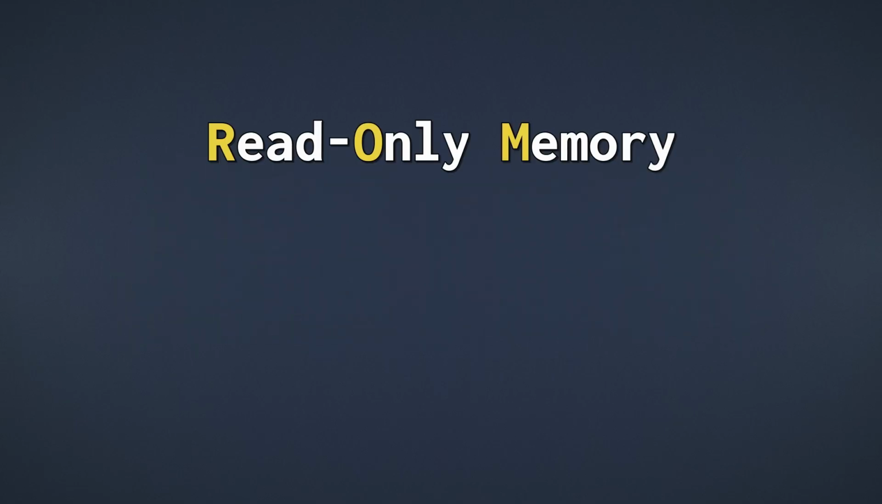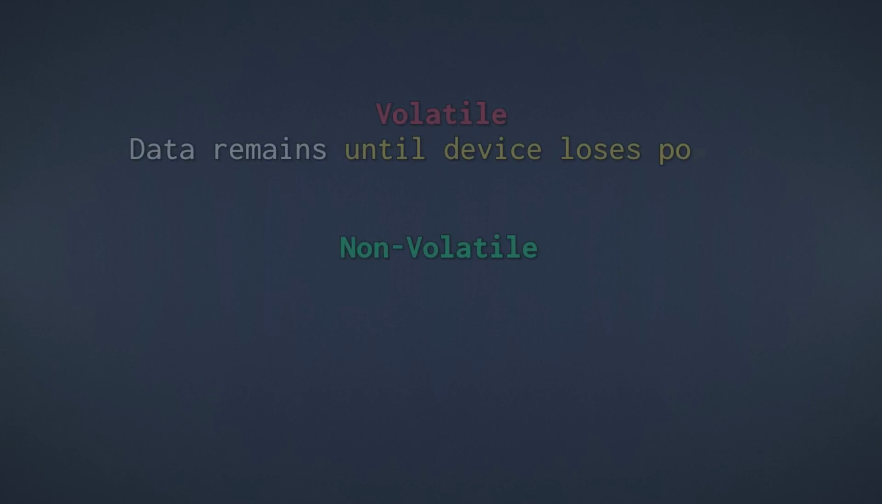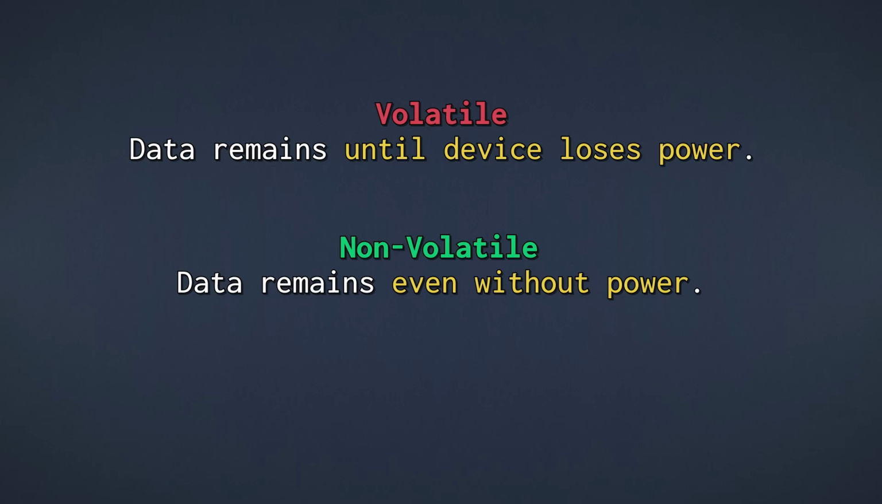ROM stands for read-only memory. As the name implies, this kind of memory can be read from, but not written to. Typically, ROM is programmed during or shortly after manufacture. Then other devices use this ROM and can read data from it. One big difference between ROM and RAM is that ROM is non-volatile. That means it keeps all of its data even when it's not receiving power.